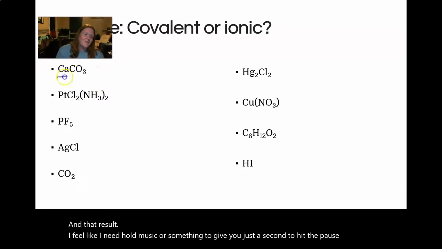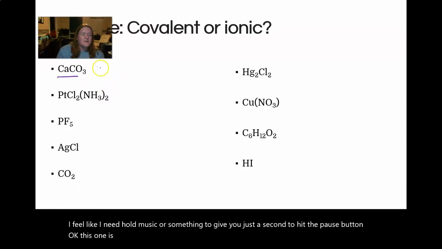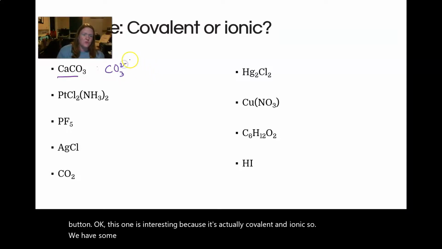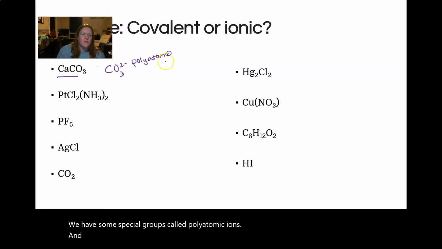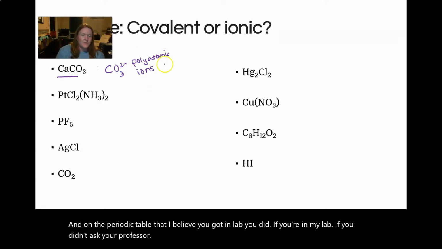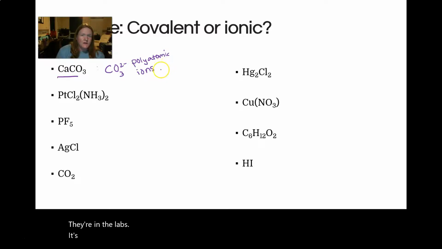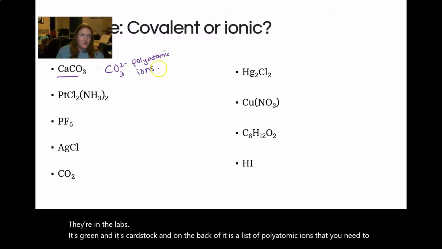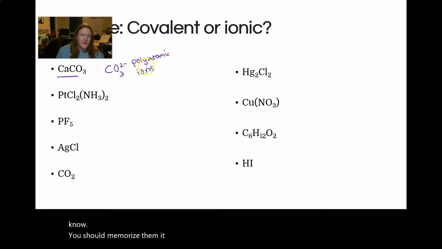Okay, this one is interesting because it's actually covalent and ionic. So we have some special groups called polyatomic ions. On the periodic table that I believe you got in lab, if you're in my lab, if you didn't, ask your professor. They're in the labs. It's green and it's cardstock. And on the back of it is a list of polyatomic ions that you need to know. You should memorize them. It makes naming much faster. Polyatomic ions are always covalent bonds, all of them.